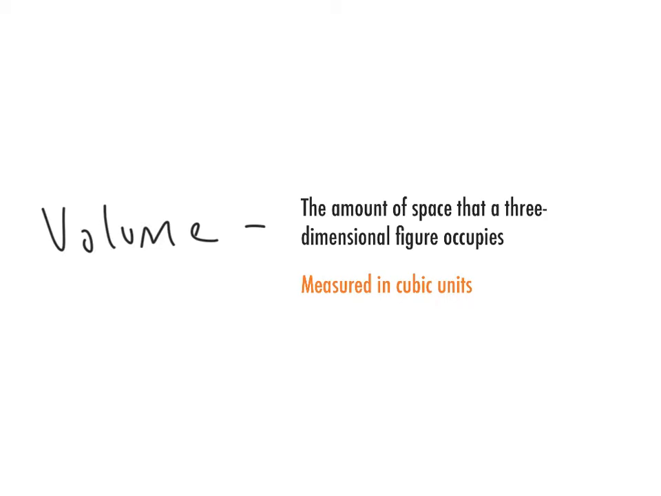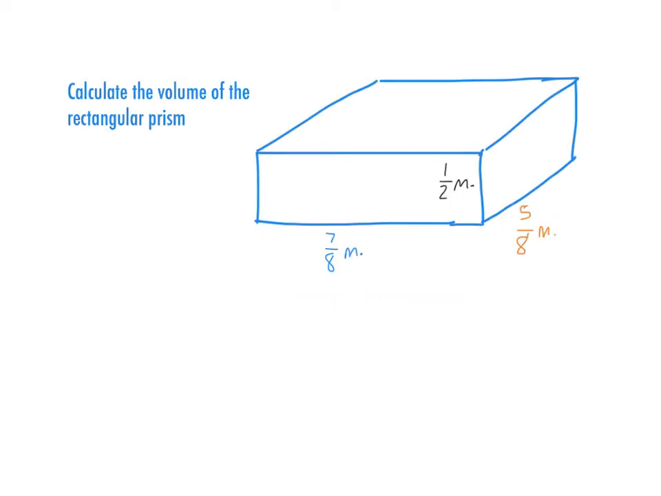Alright, so what is volume? Volume is really just the amount of space that a three-dimensional figure occupies, okay? And we measure that in cubic units. So if I'm finding the volume of something that's measured in inches, my answer would be inches cubed. If it's centimeters, it'd be centimeters cubed. Meters, it'd be meters cubed. You get the idea.